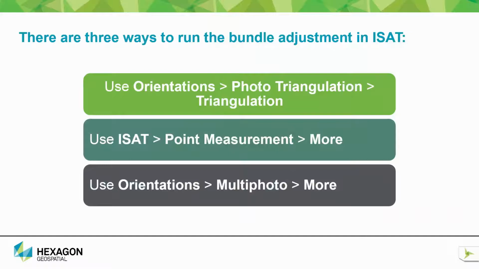There are 3 ways to run the bundle adjustment in ISAT. Use Orientations, Photo Triangulation, Triangulation. Use ISAT Point Measurements, More, or use Orientations, Multi-Photo, More. The second 2 methods are exactly the same and have the advantage of allowing you to drive to points for remeasurement when you find any that are suspect. The first method runs the same adjustment program but runs outside the point measurement environment. You'll use the third option.